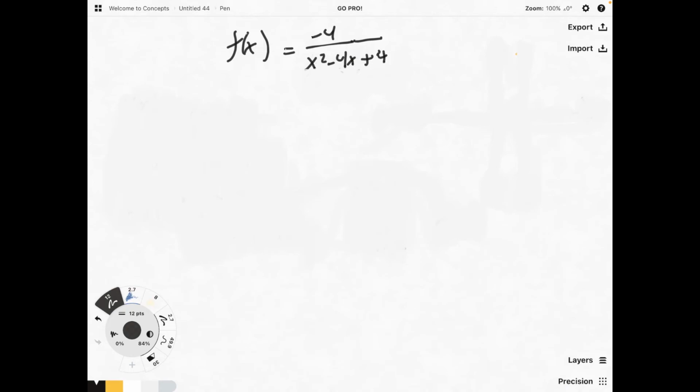All right, we have the function f of x equals -4 divided by x squared minus 4x plus 4. And the problem asks us to find if there are any vertical asymptotes, any horizontal asymptotes, or if there are any holes in this graph. Because vertical asymptotes are the easiest, let's start with that.